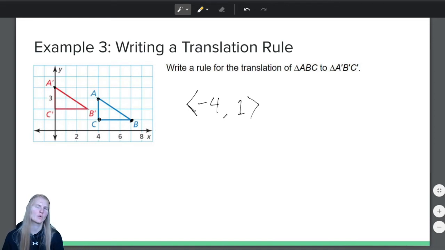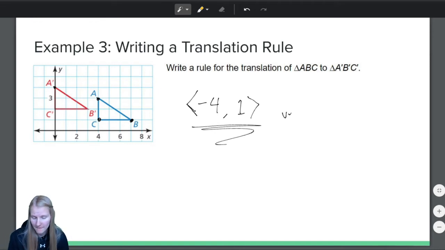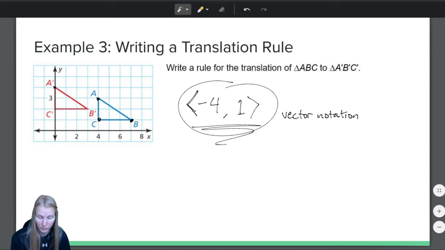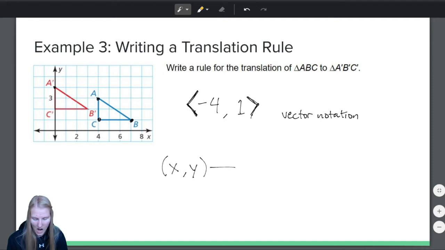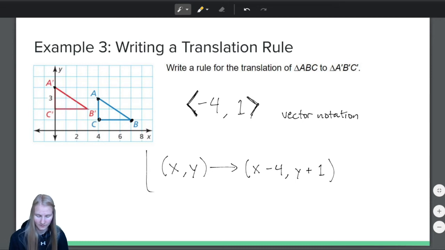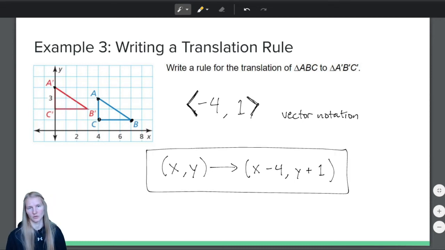Now there's another way we can write this. This is called vector notation, because what these triangle brackets mean is that we're talking about a vector. So this is vector notation. We can write it in a different way too. We can write it (x, y) to (x - 4, y + 1). We can also write it this way.